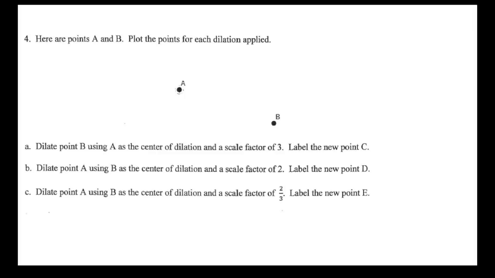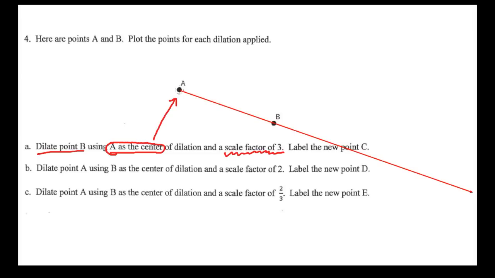Okay, number 4. Here are points A and B. Plot the points for each dilation applied. So A, dilate point B using A as the center and the scale factor of 3. Okay, so A is our center. So when I draw the ray, I start at my center and I go through the point that's going to be dilated. Scale factor of 3. Okay, so we're going to measure from A to B, and because we have a scale factor of 3, I'm going to take this distance and measure 3 times from the center.